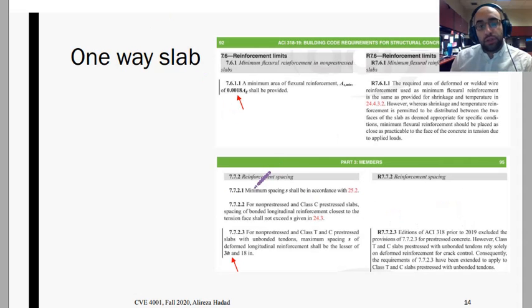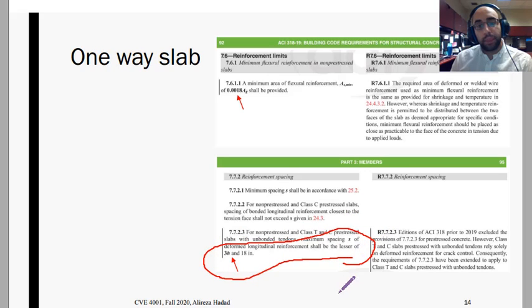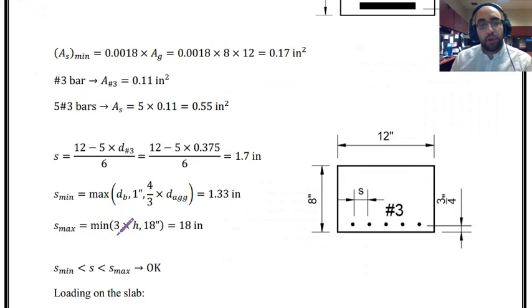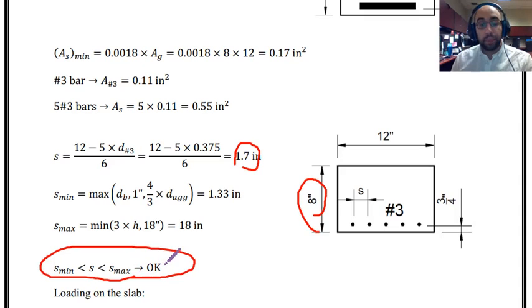If you look at the code, it is also suggesting that we consider a maximum spacing between the bars, and that is mentioned over here. That is the smaller of 3h or 18 inches. That is the maximum spacing. So, the smaller of 3 multiplied by the height, or 18. Height is equal to 8, and the minimum of these two is equal to 18 inches. So that is the maximum spacing. And as you can see, this value is between the two, and we can say it is okay.